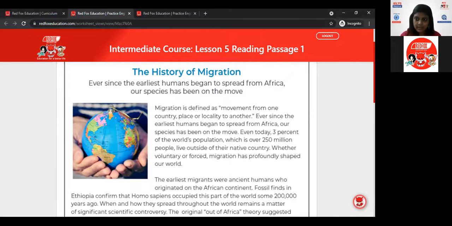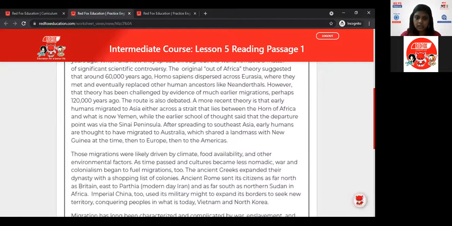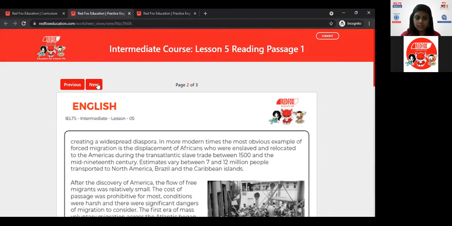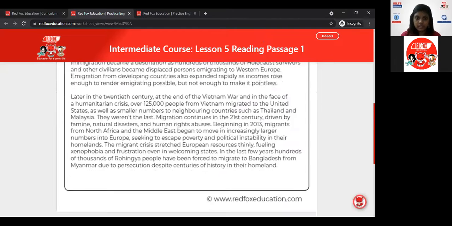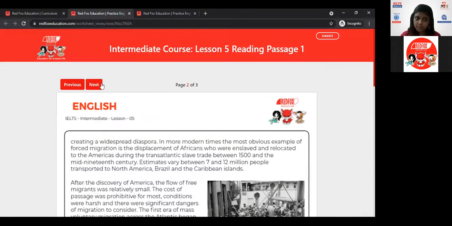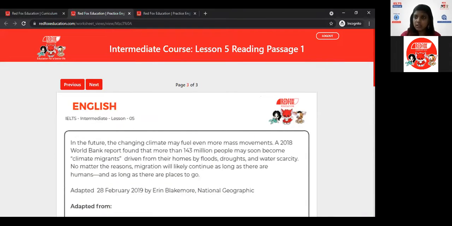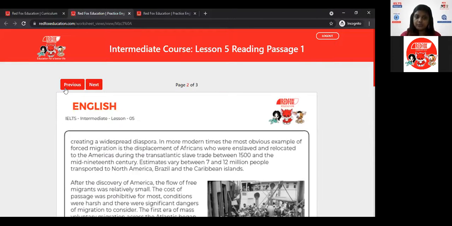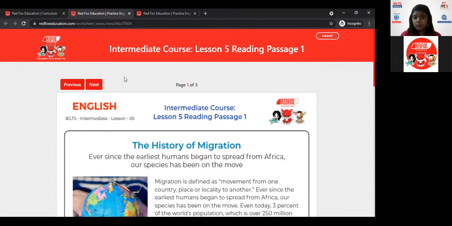So this is a very lengthy passage, you can see. And it has 3 pages, I think. Yes. So there is one page, second page, where again there's a lot to read. But this is how your passages are going to be. Especially your academic passages are going to be really long compared to your general passages. So this is from one of our worksheets from the IELTS intermediate course. I will explain about the worksheets after we complete this.